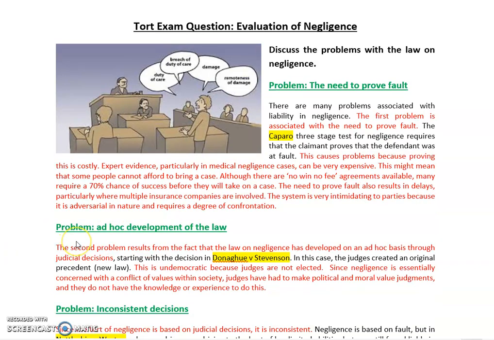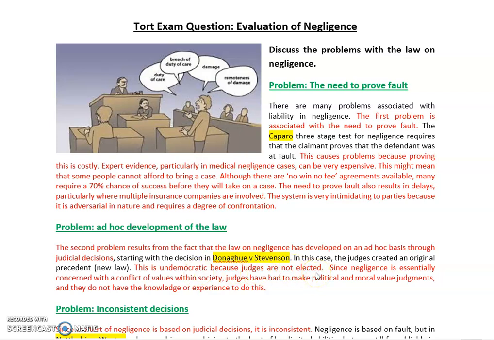The second problem in proving negligence results from the fact that the law of negligence has developed on an ad hoc or a piecemeal basis, gradually over time through judicial decisions. Starting, of course, with the famous decision in Donoghue and Stevenson, in that case where Lord Atkin, I'm sure you remember, came up with the neighbour principle and decided that manufacturers owe a duty to the ultimate consumer of their products. Now, where judges are making law is undemocratic because judges aren't elected.